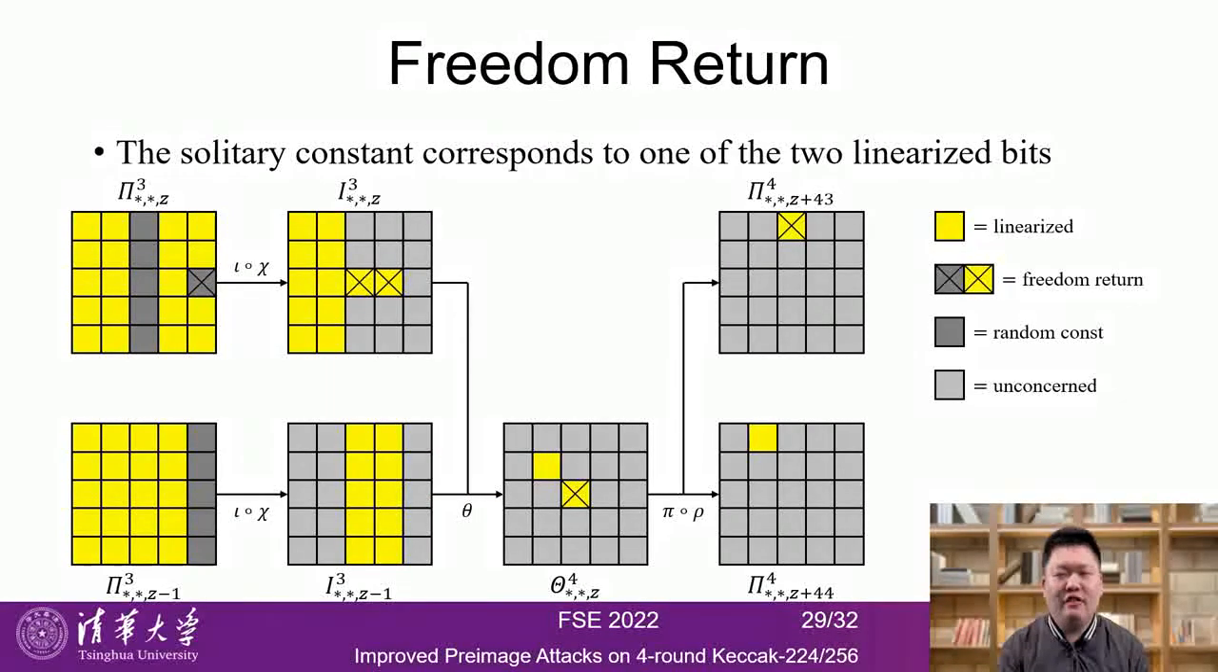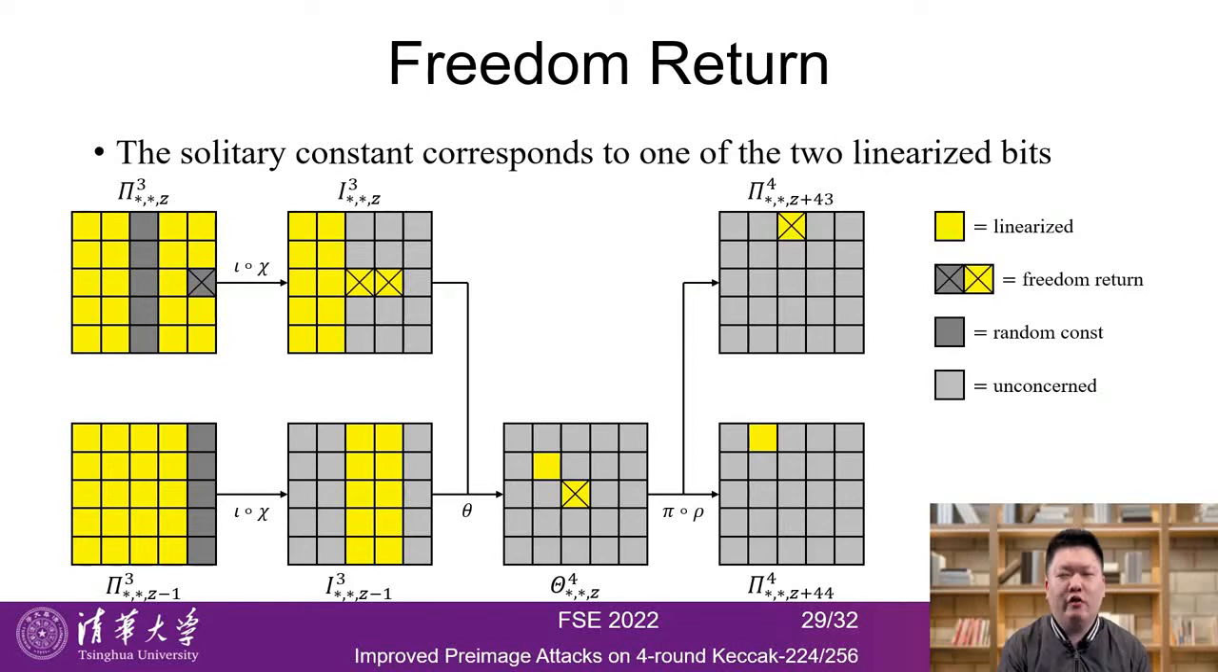We have explained how to set effective equations on linearized bits in pi force. The number of effective equations depends on the locations of linearized bits and the digest we are about to match. Yet in some good cases, the number of effective equations may exceed degrees of freedom. Besides making full use of freedom, we can also perform freedom return to fetch more space. The principle of freedom return is quite simple. Recall that in freedom strategy, each turn we add one column and one solitary constant to linearize 2 bits. Actually, the solitary constant corresponds to one of the 2 linearized bits.